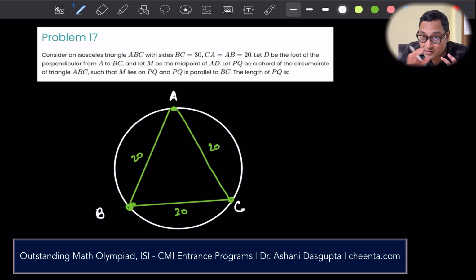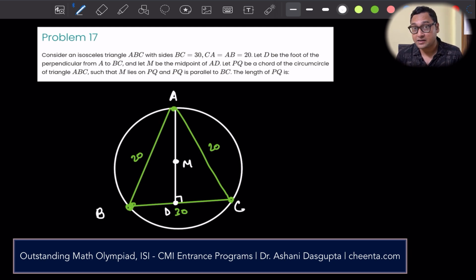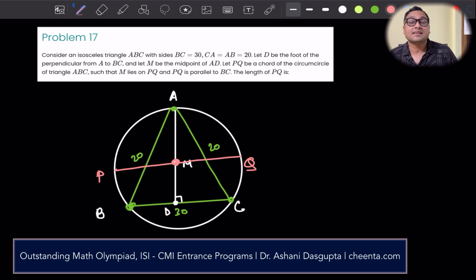We want to find the perpendicular from A to BC. So I drop a perpendicular. Since it's an isosceles triangle, I know that it hits the midpoint. This point is D. Now what we do is we mark M, which is the midpoint of this perpendicular. Let me draw a line parallel to BC, which is PQ, passing through the midpoint M. Now, the goal is to find the length of PQ.